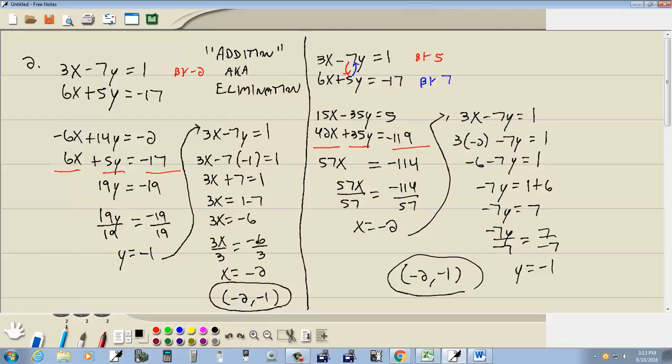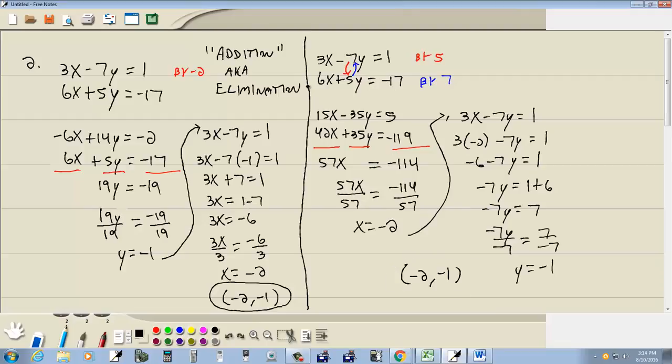So you can see it doesn't matter which variable you eliminate. I'd say probably the one I chose first was probably the easiest path. Some of these will be set up even easier for you, where they'll have the same number in front of them to begin with. But that's how you solve it via addition or elimination. I didn't put this into words, because every time I've tried to put it into words, it comes out a lot more complex than it needs to be.